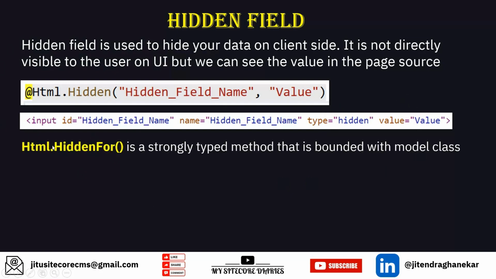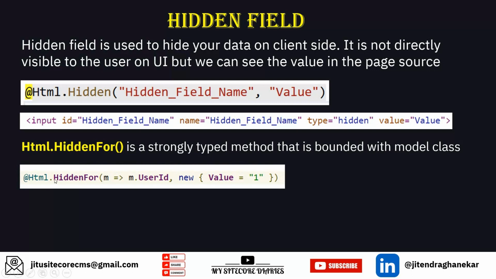HTML.HiddenFor is a strongly typed method that is bound with the model class. In your view rendering, where your view is bound to the model class, you might have to use the model. When you want to hold the value of the model, you can use HTML.HiddenFor. It can be used like this: Html.HiddenFor(m => m.UserID). Here m is my model class, m.UserID is my property of that model class, and I'm setting the value to 1.